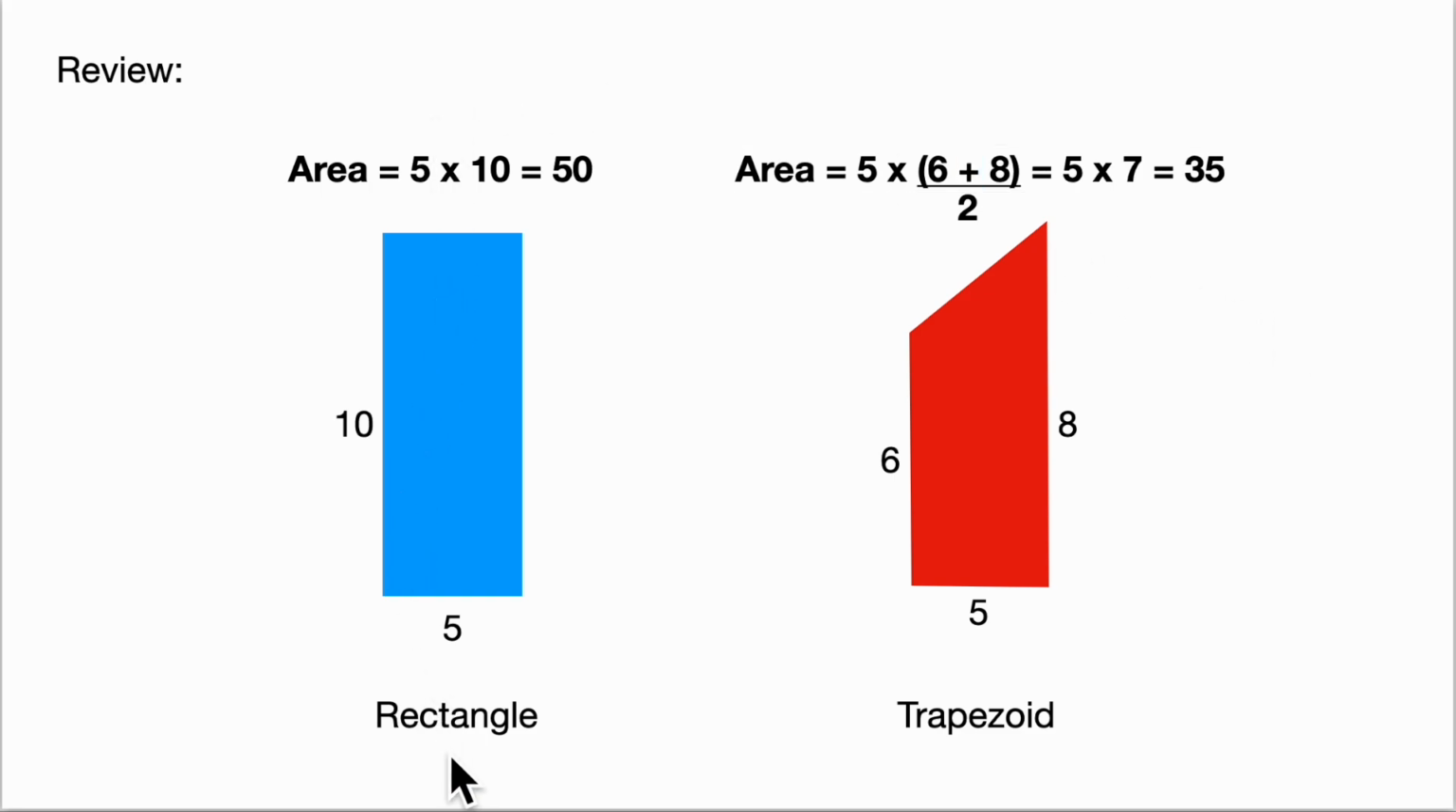Okay, so now we have a rectangle here. This is 5 times 10, which is 50. The area of this trapezoid would be 5 times the average of these two. So this is 6 and 8. We can just say the middle of them is 7, so 7 times 5 is 35. Or we can say 6 plus 8 is 14, divided by 2 is 7, and that's 5 times 7, which is 35. Up to you how you want to think about it, but it's the average of these two. Okay? So that's what we need to know for Riemann sums.